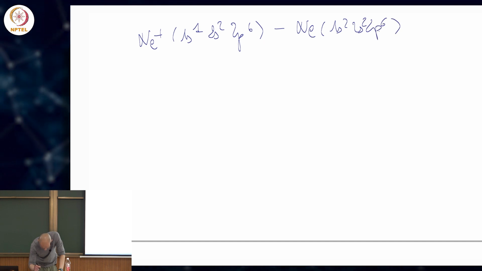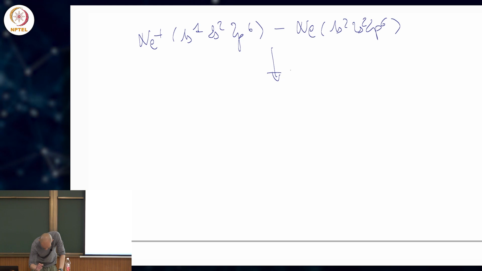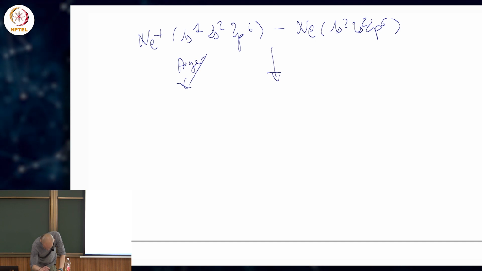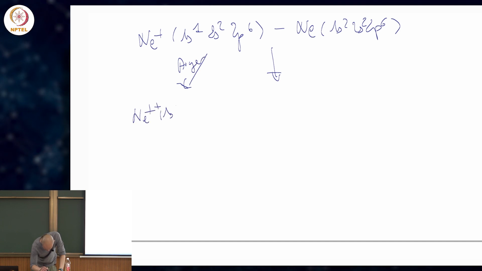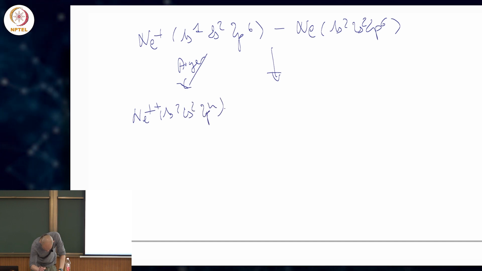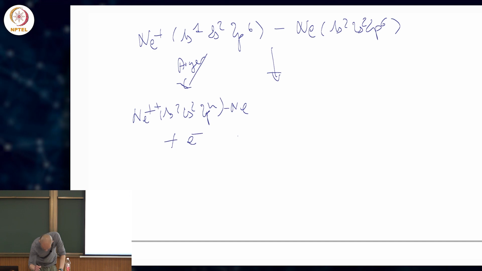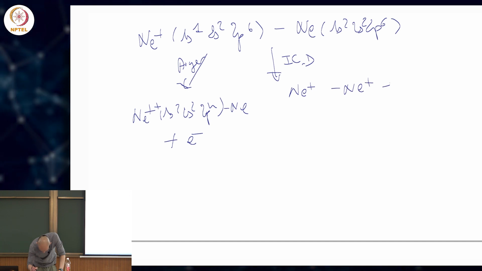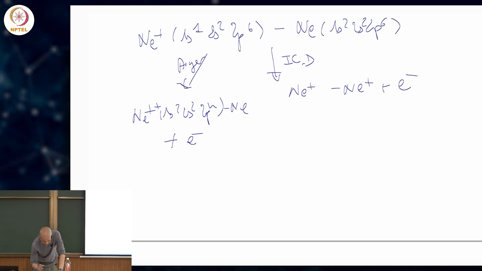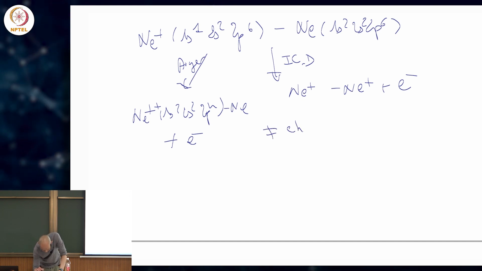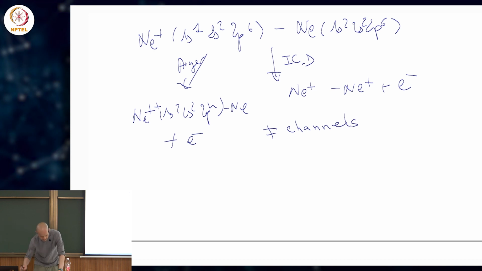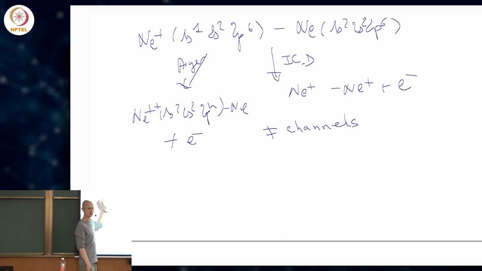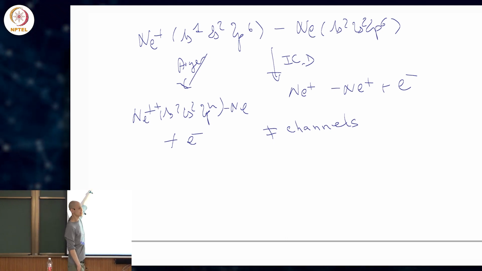So this is good. It's going to help me to illustrate. I didn't know how to do it. So thanks, Shiva. You have two ways now. You have Auger, where you get neon++ 1s2, 2s2, 2p4, neon plus an electron. Or you have ICD, which is neon+ neon+ plus an electron. Okay? And those are two different channels. I'll explain what I mean by channels, but it's just different possible decay processes of the same resonance.